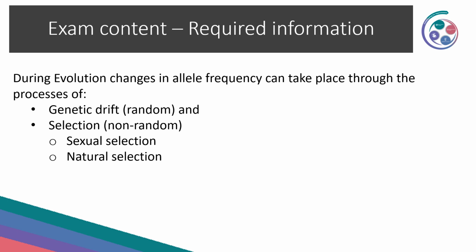to be able to answer the question. So, during evolution, changes in allele frequency can take place through the processes of either genetic drift, which is a random process, or through selection, which is a non-random process. And selection can come in two forms, either natural selection or sexual selection.